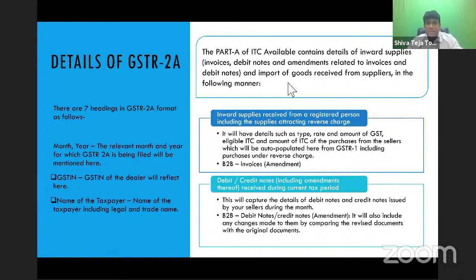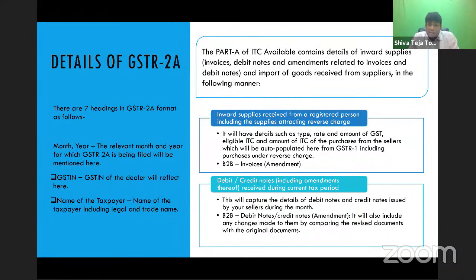So Part A will contain details of inward supplies, invoices, debit notes, amendments related to invoices and debit notes, and also import of goods received from suppliers in the following manner. What is that? Please see. First one, inward supplies from a registered person, including supplies attracting what charge? Reverse charge. I already spent a lot of time with you in the previous session on the specific goods, services or transactions covered under reverse charge, like GTA, lawyer, insurance agent, director. So many categories are covered under the reverse charge mechanism. These are cases where the supplier is not liable to pay GST, and the recipient is liable to pay GST.